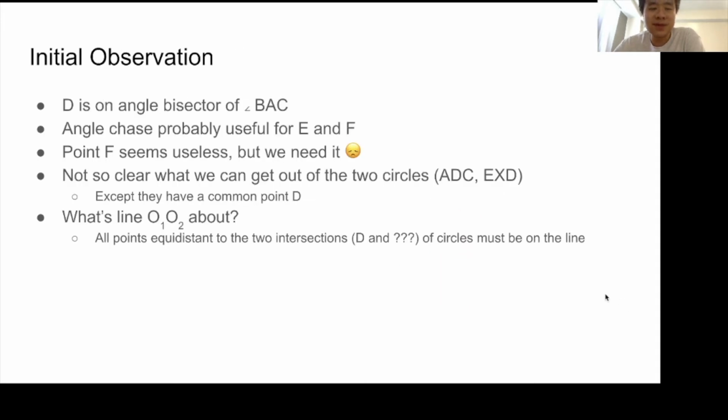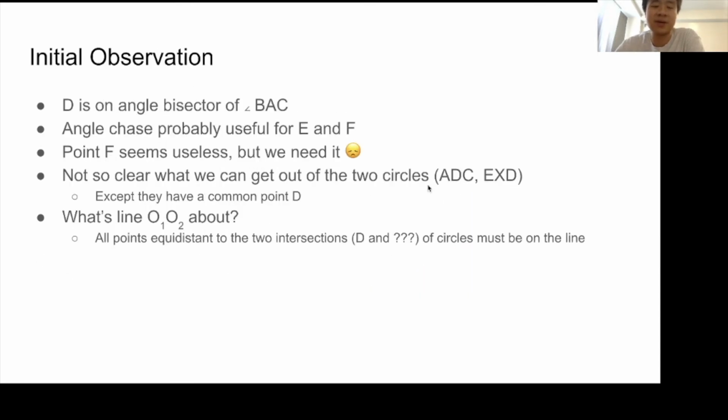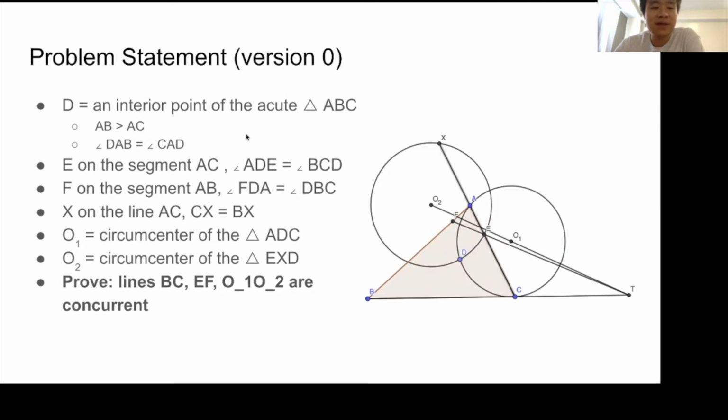So for some initial observations, from this angle condition, we can say that D is on the angle bisector of angle A. And then we see that there are also these angle conditions. So we think that okay, we can probably do some angle chasing. The harder part would be to actually make use of some of the points.